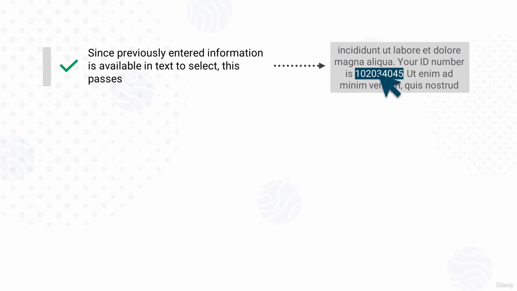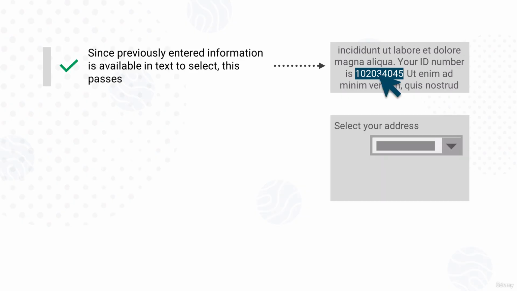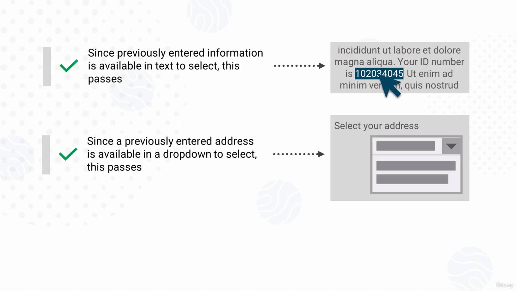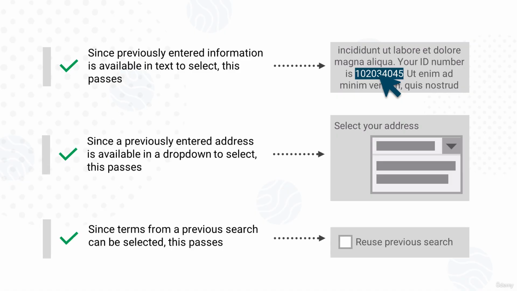Since previously entered information, like an ID number, is available as text on a page for the user to copy and paste, this passes. Since a user has pre-filled their delivery address and a multi-step process requires it to be re-entered, but it's available in a drop-down, this passes. Since terms from a previous search can be selected, this passes.